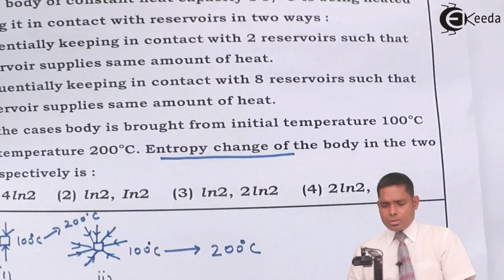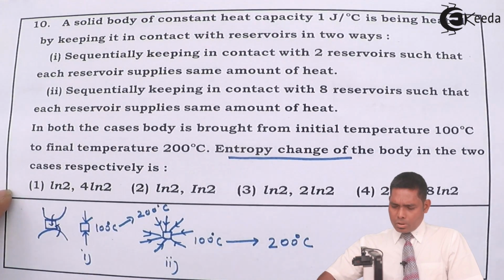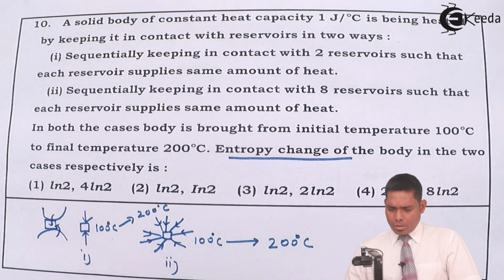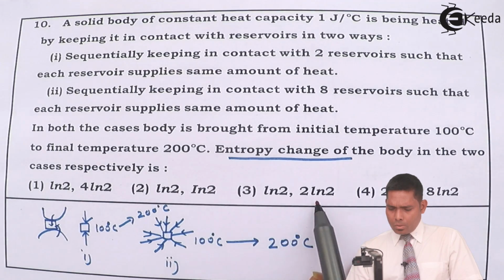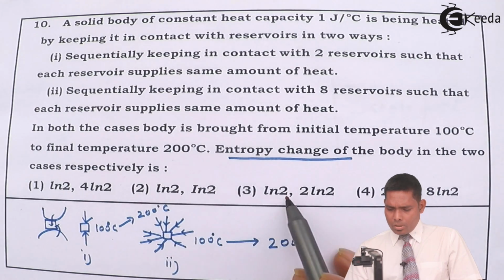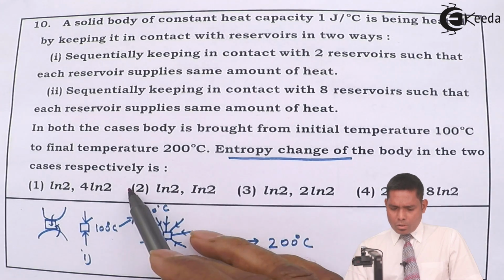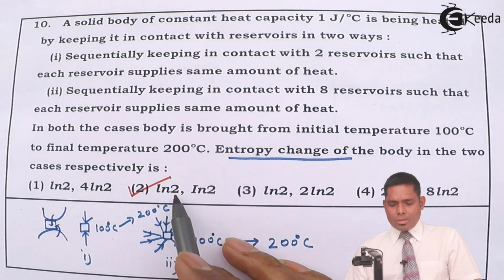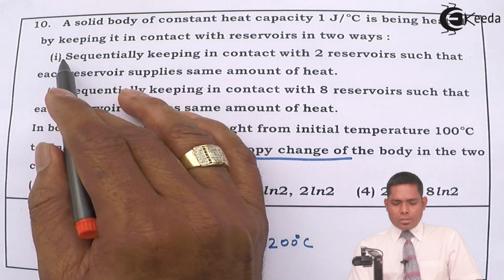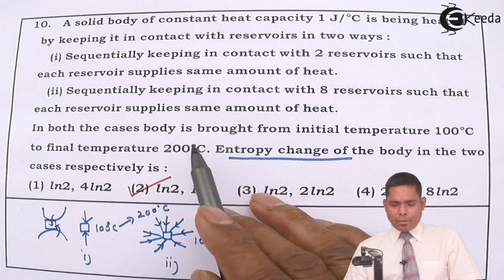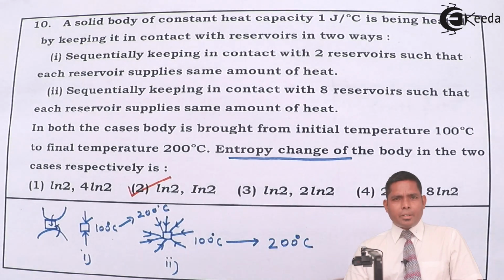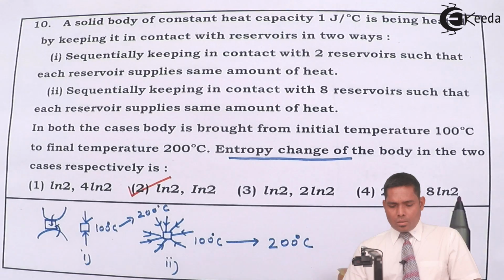If I see the options without even solving the question, some of these are different, this one is the same, and this is different, this is different. So it should be the answer, because whether it is the first case or second case, the change in entropy should be the same, because the initial and final temperature attained by the body is the same. So it should be the answer. But let us solve the question.